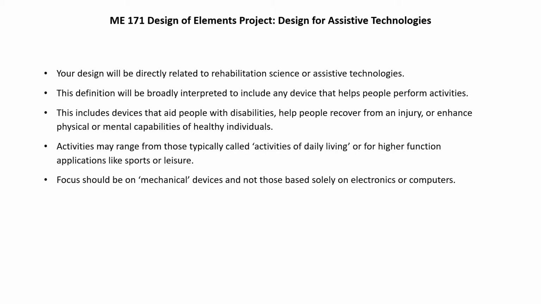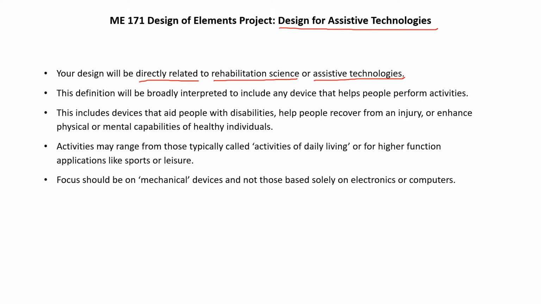So for this group project, there is going to be a topic that you're going to need to follow. And the title for this topic is the Design for Assistive Technologies. So what is the design for assistive technologies and how do we stay within that for these group projects? Well, what this means is that your design is going to need to be directly related to either rehabilitation science or assistive technologies. Now for assistive technologies, this can be rather broad.